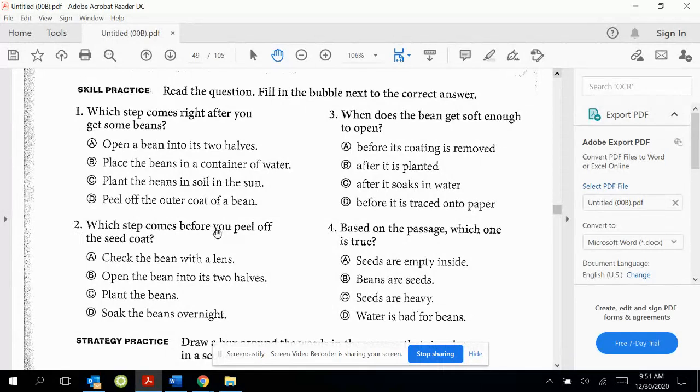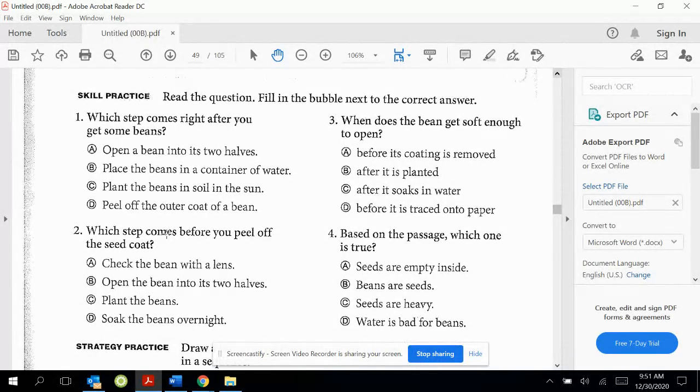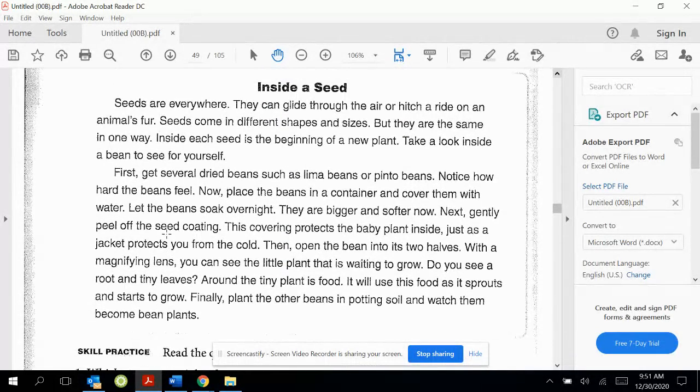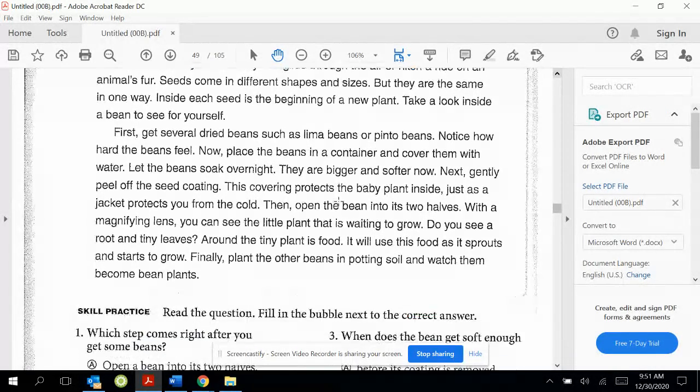Number 2, which step comes before you peel off the seed coat? So, where do we see seed coating? It is right here. See, I skimmed and I saw that. So now I want to look at what's the step that's before that.